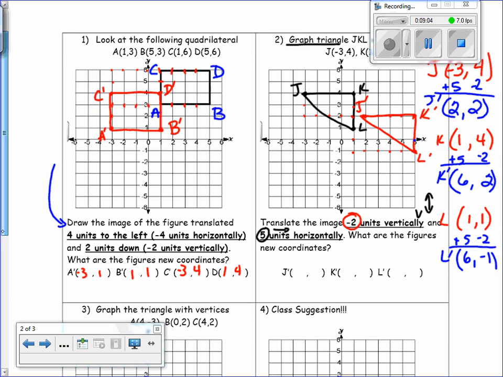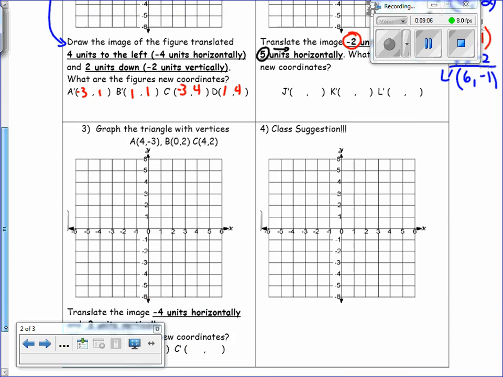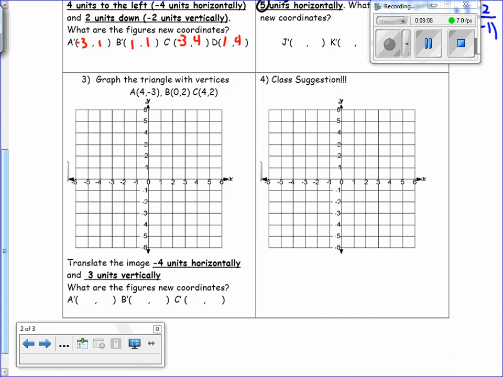Now, if you would, please take a look at problems 3 and 4. Actually, just 3. It's asking you to graph triangle ABC and then translate it 4 units horizontally and 3 units vertically, okay? And then it wants to know what are the figure's new coordinates.